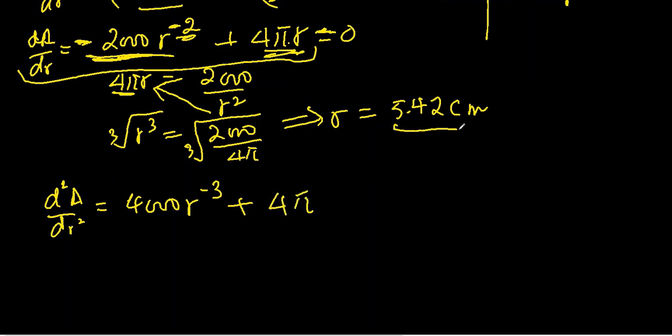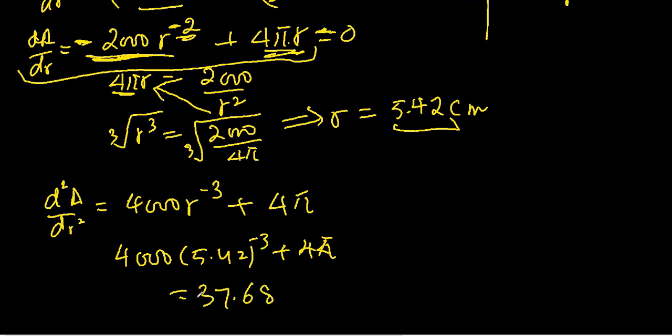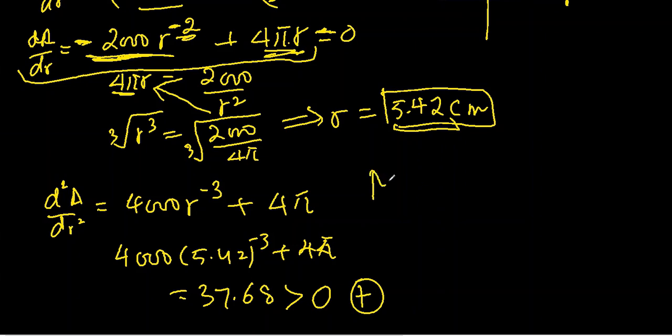Alright, now I'll put 5.42 here in this second derivative and see whether it's coming out to be positive or negative. So let's see, 4000 over 5.42 to the power 3 plus 4 pi, and that comes out to be 37.68, which is positive, obviously greater than 0. And if the second derivative comes out to be positive for a specific answer, the stationary point is a minimum, and that confirms it. This is our answer, which gives us minimum surface area.